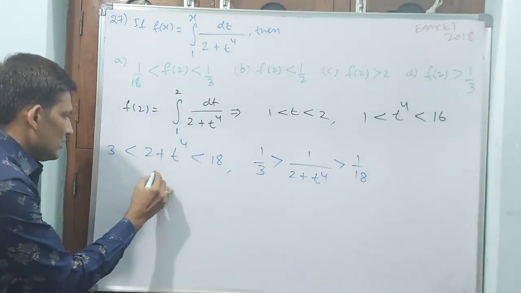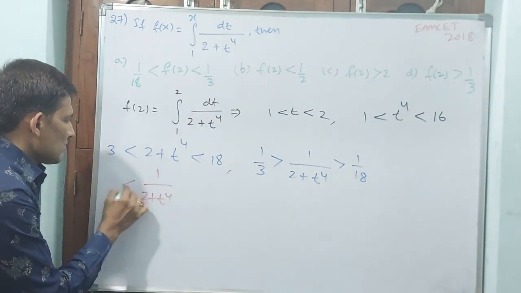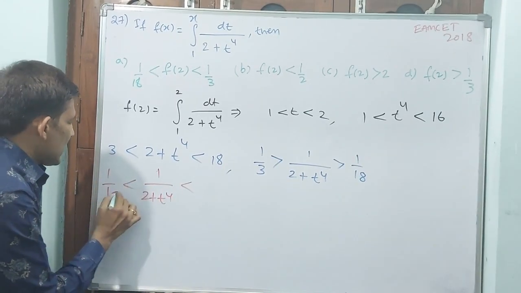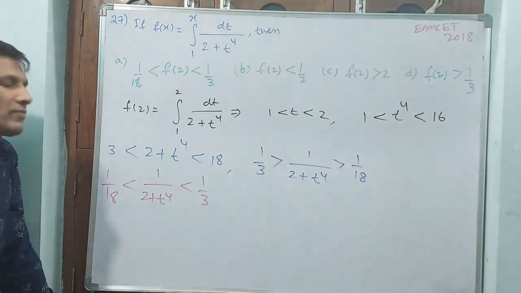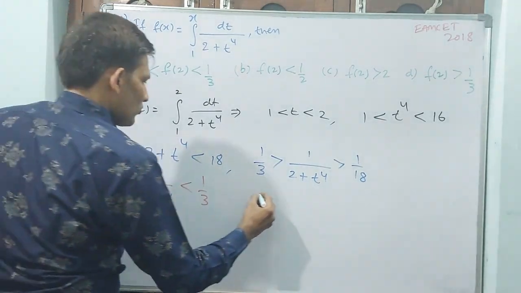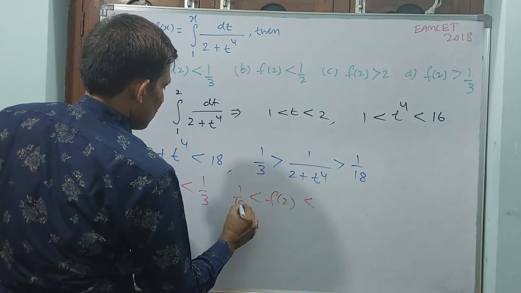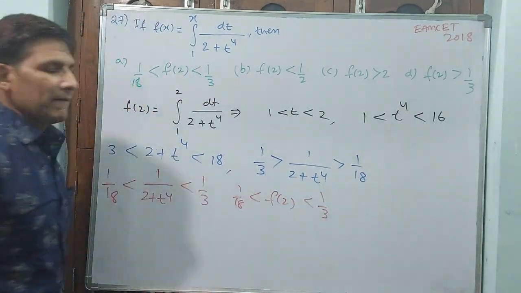You have to write like this. You see, 1 by 2 plus t to the power of 4, 1 by 18 to 1 by 3. Why? Because 1 by 3 is greater than 1 by 18. Okay, this also shall I write like this, f of 2, 1 by 18 to 1 by 3.